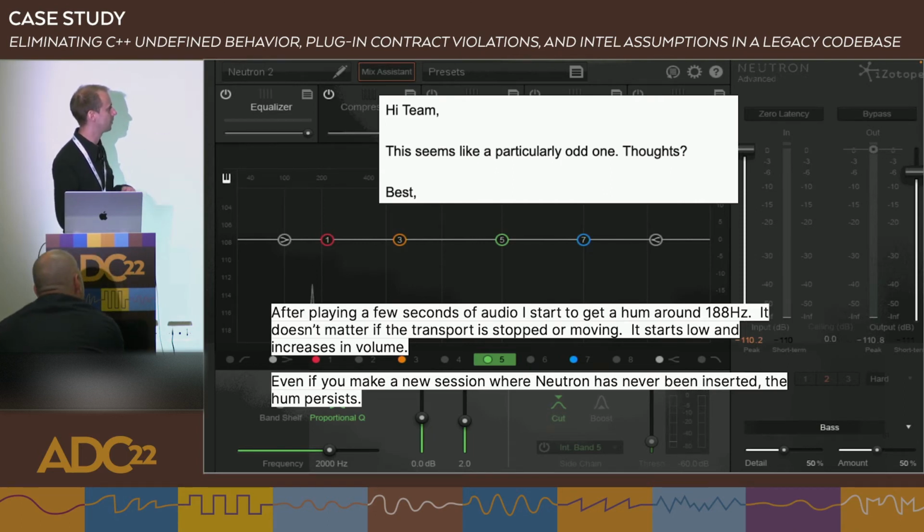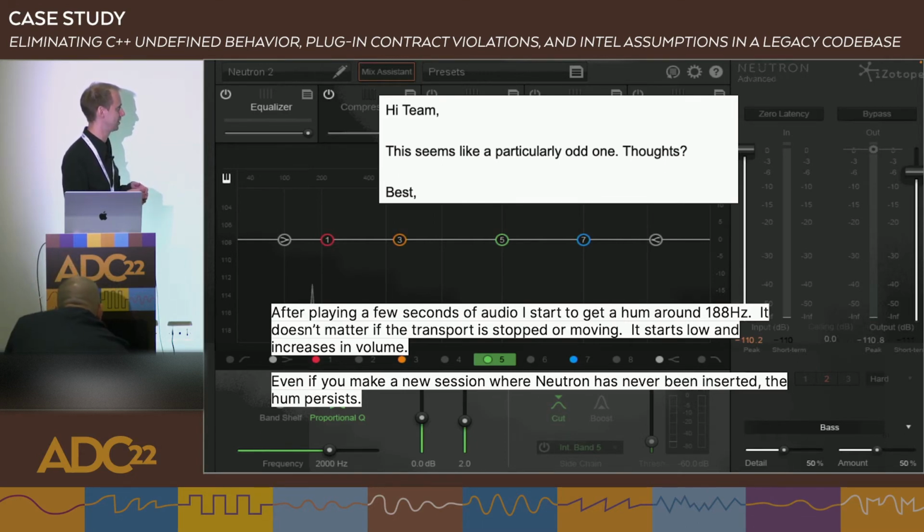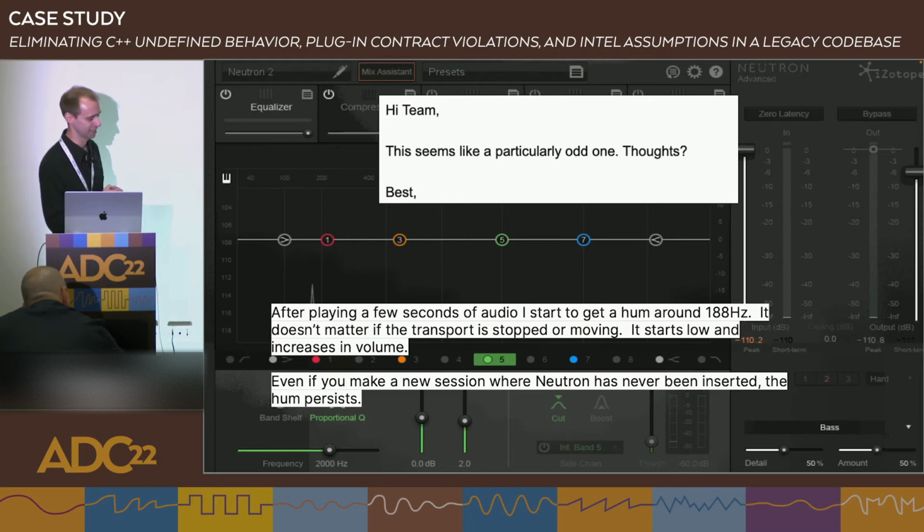And then attached was a bug description from a beta tester. It says, "After playing a few seconds of audio, I start to get a hum around 188 hertz. Doesn't matter if the transport is stopped or moving. It starts low and increases in volume. Even if you make a new session where Neutron has never been inserted, the hum persists."